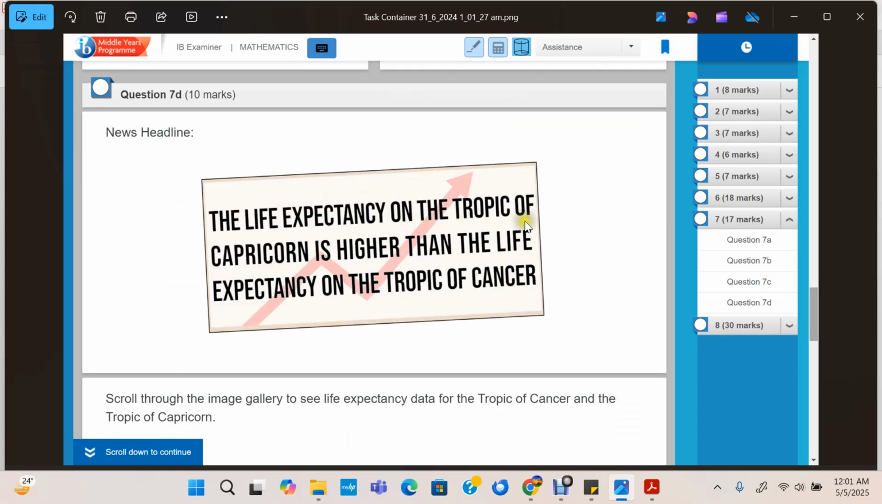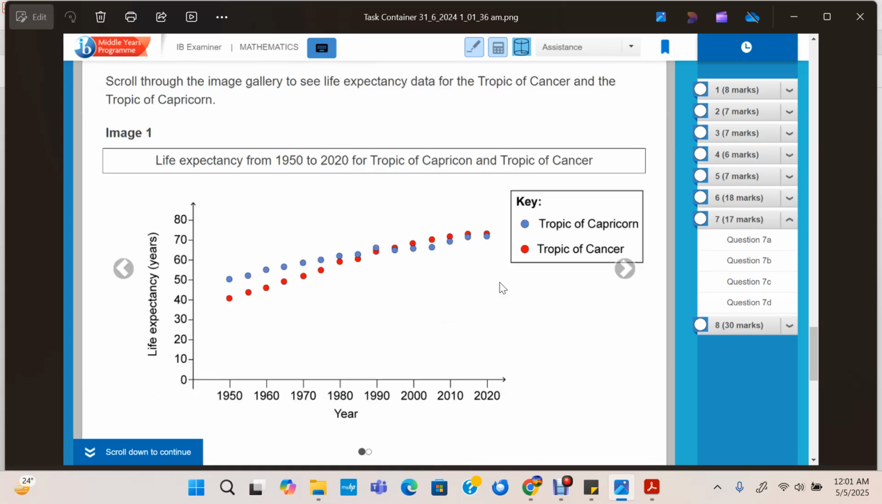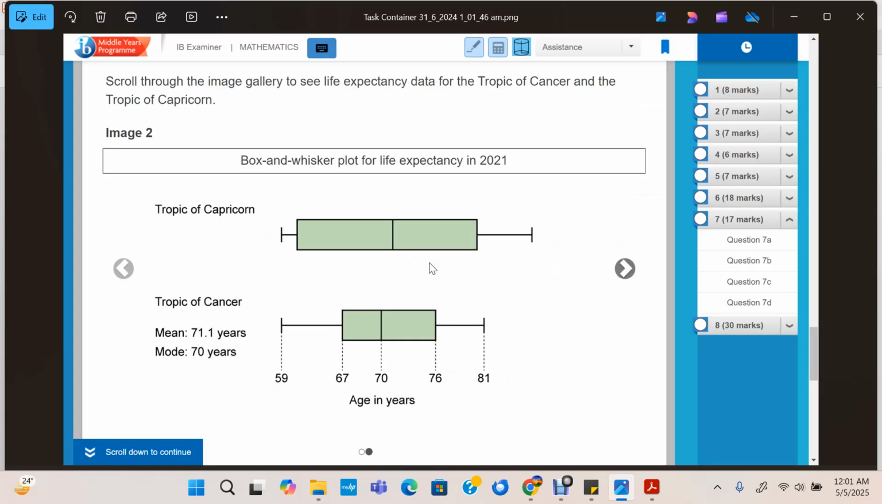The life expectancy on the Tropic of Capricorn is higher than the life expectancy of the Tropic of Cancer. This is just like the news headline in the May 2018 question of the population of Australia, and I'm pretty sure he's going to ask us to verify whether this headline is true or not. I'm pretty sure it's going to be a repeated question. So this is the data for the life expectancy from 1950 to 2020 for Tropic of Capricorn and Cancer. This is the data for Tropic of Capricorn. This is for Tropic of Cancer.